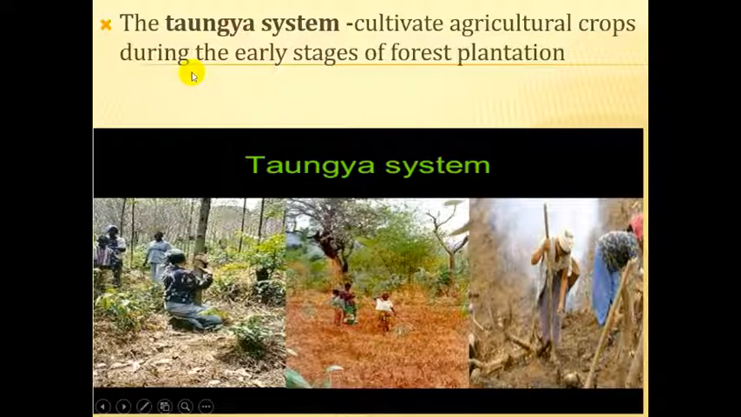What is the G.A.S system? The G.A.S system is a system whereby villagers and sometimes forest plantation workers are given the right to cultivate agricultural crops during the early stages of forest plantation establishment. Cultivation is often allowed to continue until the trees shade the crops due to canopy closure.